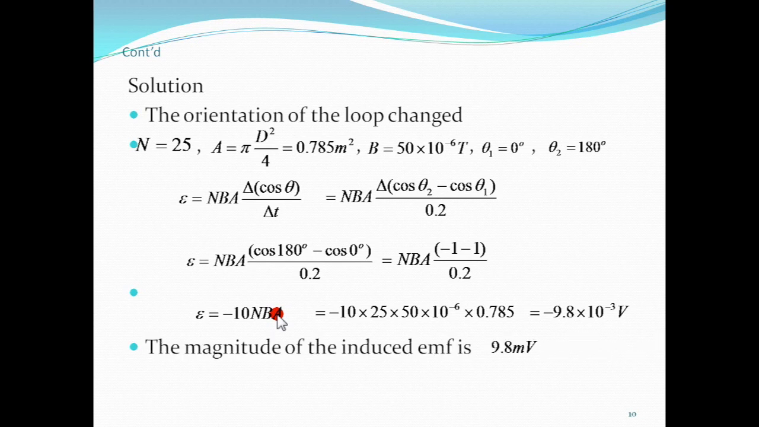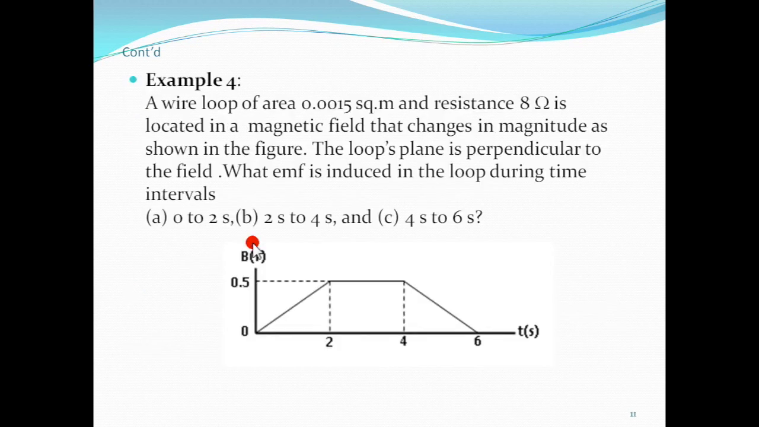9.8 ሚሊቮልት ብለን እንወስዳለን ማለት ነው። ሶስቱን በሚገባ አይተናል። አሁን ደግሞ ለወጥ ያለ ጥያቄ እንስራ። A wire loop of area 0.0015 square meter and radius resistance 8 ohm is located in a magnetic field that changes in a magnitude according to this graph. በዚህ ግራፍ መሰረት ቫሪ ያደርጋል b እና t 0.